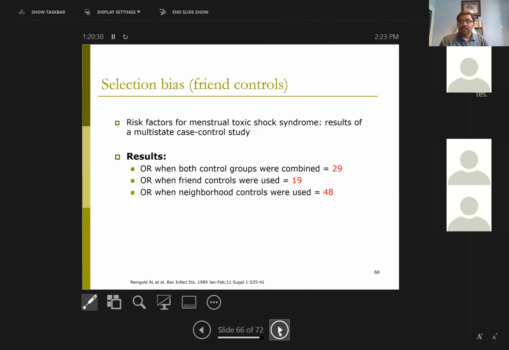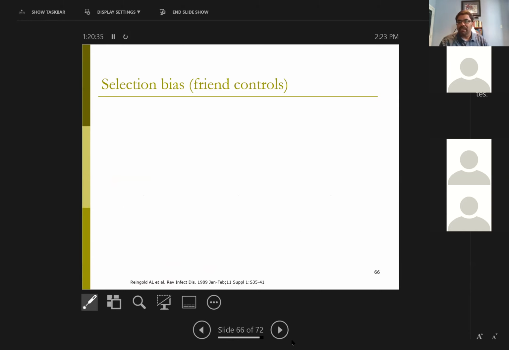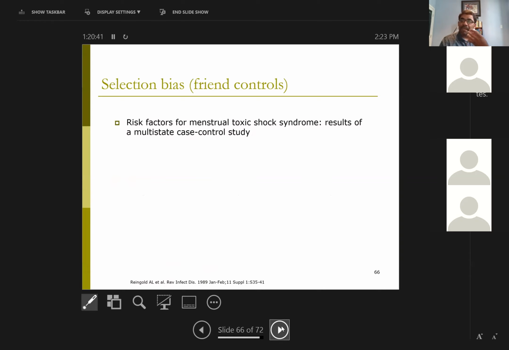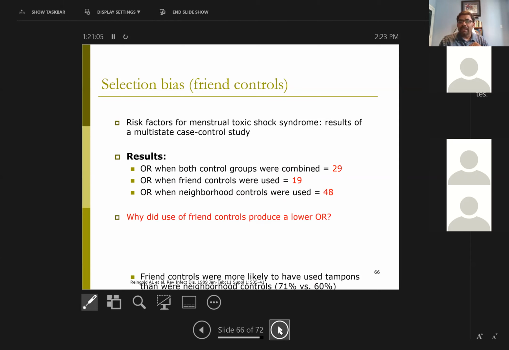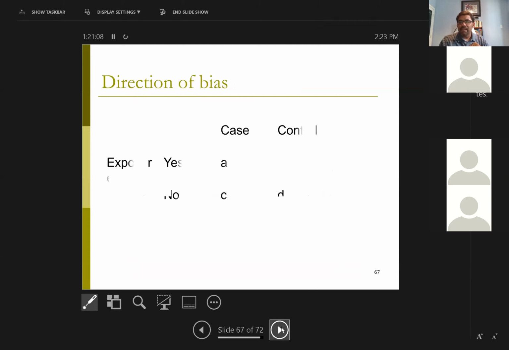So they found that use of tampons in the end was one of the biggest risk factors in this study. And we know that to be true. Tampons that were soaked with blood ended up getting contaminated, and that caused septicemia, right? So if you look at the friend controls, the odds ratio is 19. When you look at the neighborhood controls through telephone digit dialing, the odds ratio is almost 50, right? Big difference between the two odds ratios. Why is that? They found in the end that friend controls was biased because of this, right?